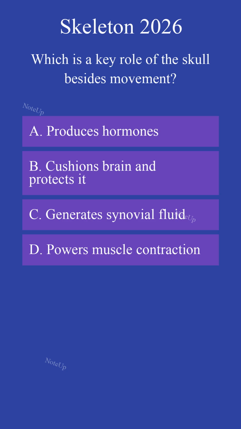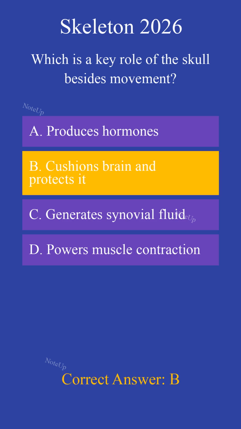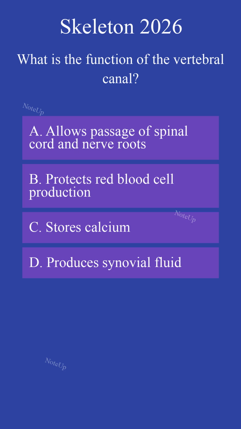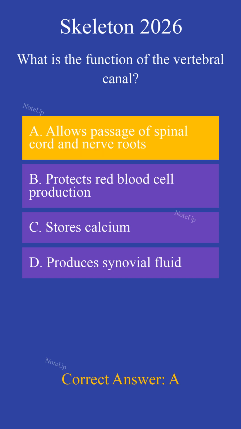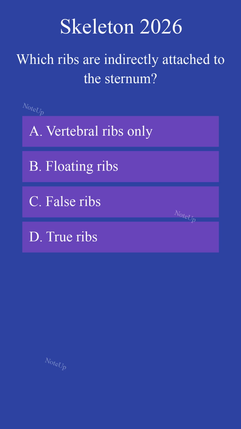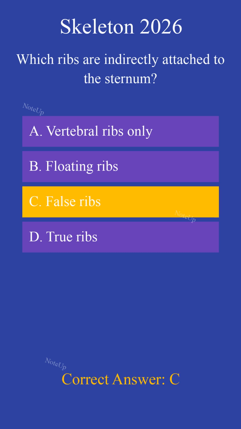Which is a key role of the skull besides movement? The correct answer is B, cushions brain and protects it. What is the function of the vertebral canal? The correct answer is A, allows passage of spinal cord and nerve roots. Which ribs are indirectly attached to the sternum? The correct answer is C, false ribs.